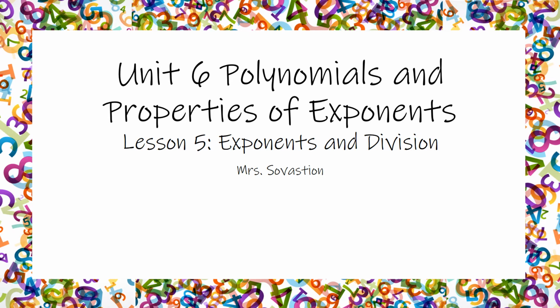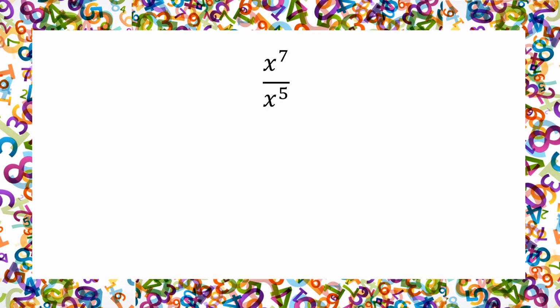This is Miss Sebastian, and we're going to look at polynomials and properties of exponents with exponents and division. x to the 7th divided by x to the 5th. When we are dividing exponents, as long as they have the same base, you can rewrite as a subtraction of the exponents. x to the 7th minus 5 would be x squared.